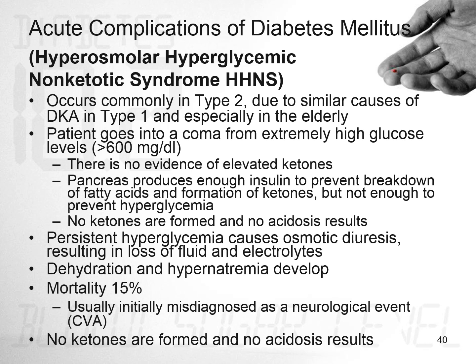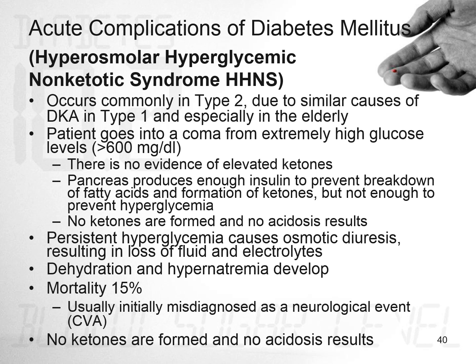So the pancreas produces enough insulin to prevent breakdown of fatty acids and formation of ketones, but not enough to prevent the hyperglycemic state. So no ketones are formed and no acidosis results. So persistent hyperglycemia here causes osmotic diuresis, resulting in loss of fluid and electrolytes. So they're going to have dehydration and hypernatremia develop. The mortality rate here, though, is 15%. Usually, initially, it's misdiagnosed as a neurological event, like a CVA.